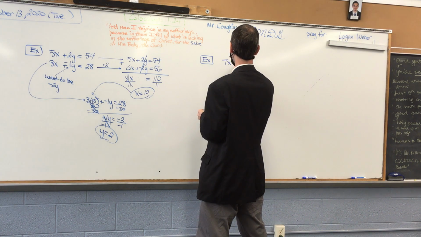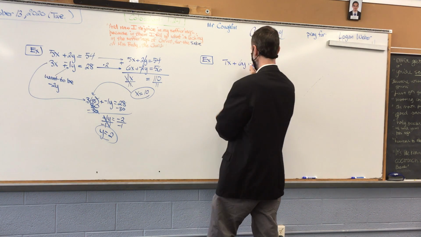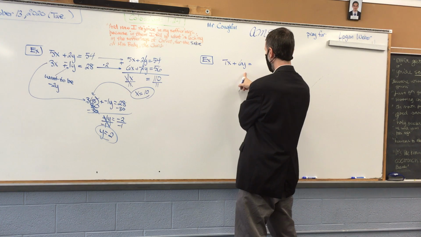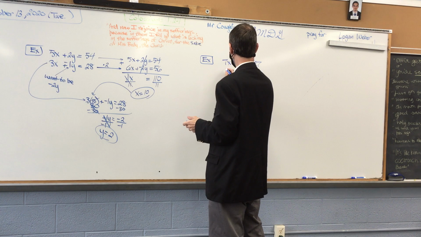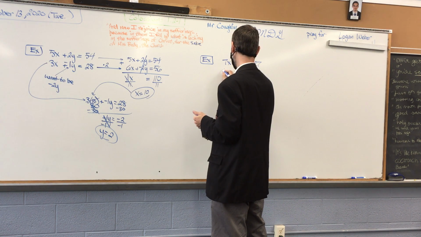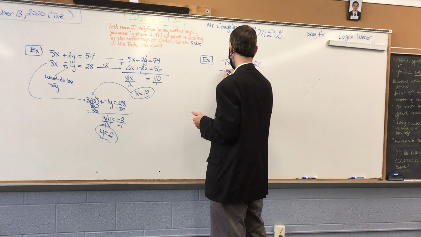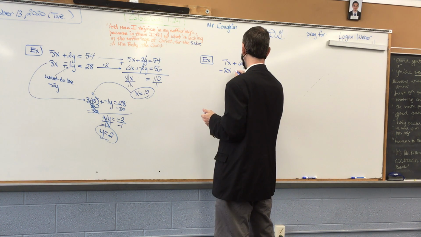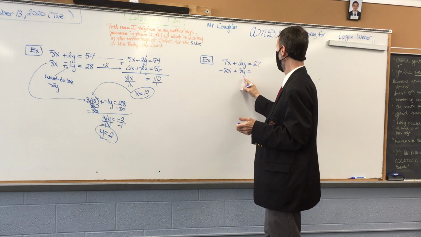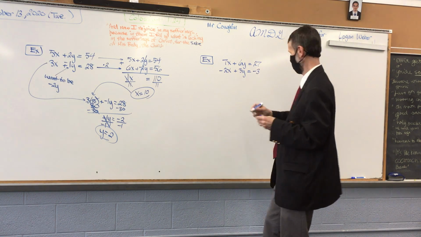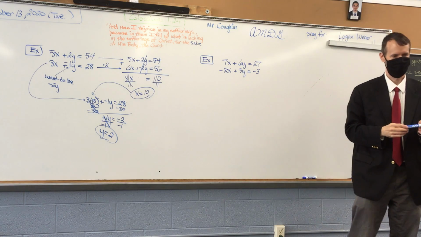7x plus 6y equals 27. And then negative 2x plus 3y equals, hang on a second, negative 3. Solve.